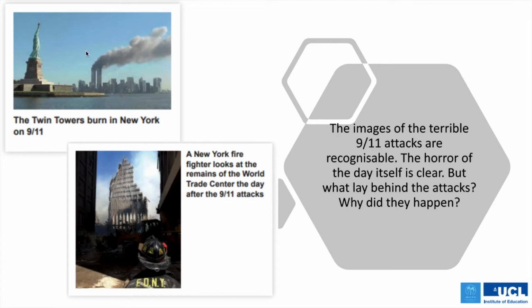Now, the images here of the terrible 9/11 attacks are famous and they're recognisable. The horror of the day itself is very clear. But you were considering what lay behind the attacks and why they happened. It soon became clear that the 9/11 attacks were the work of extremist Muslims from the Middle East. They were acting under the orders from the terrorist called Osama bin Laden. But even though we know who was responsible for the attack and how it was carried out, we still need to understand why it was done in the first place.